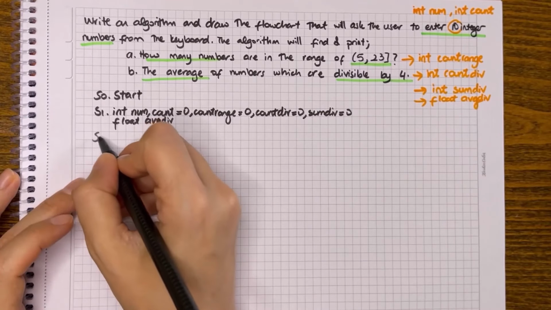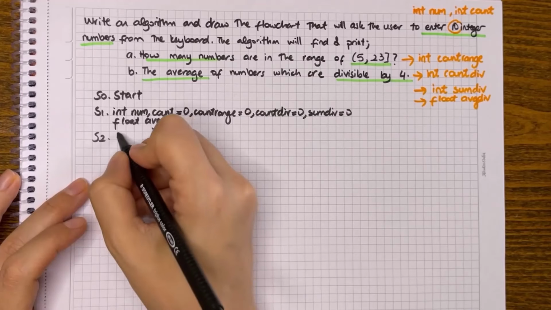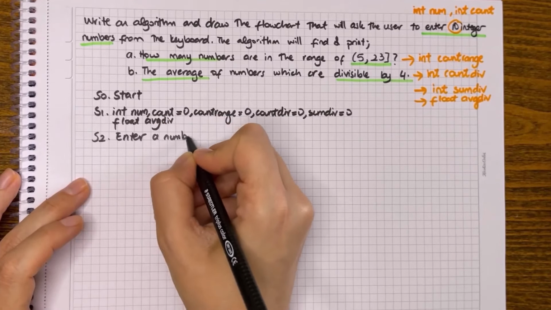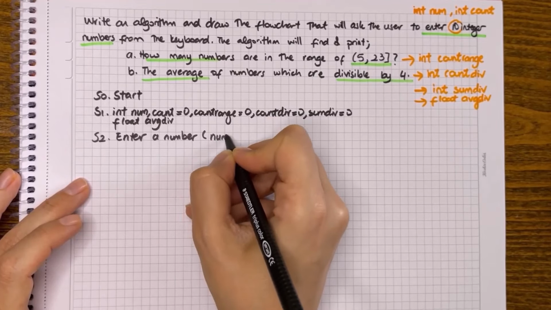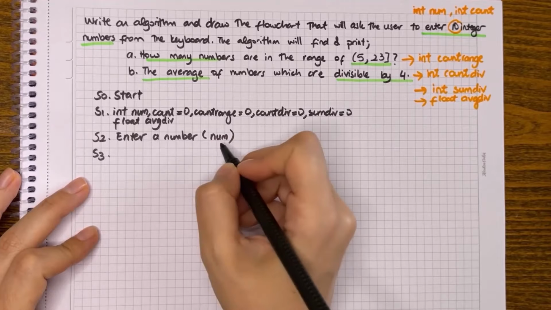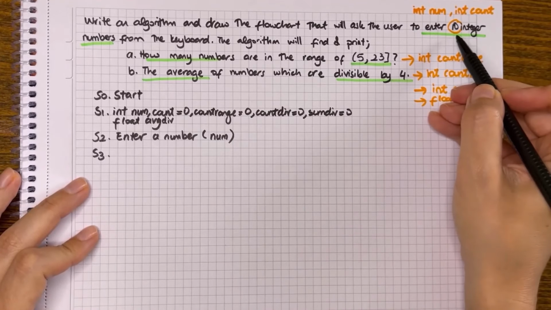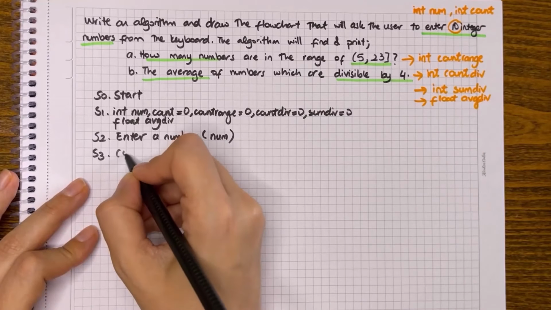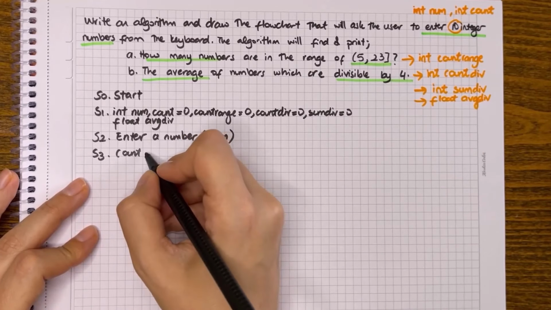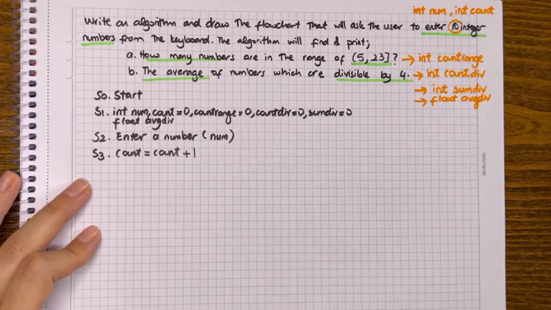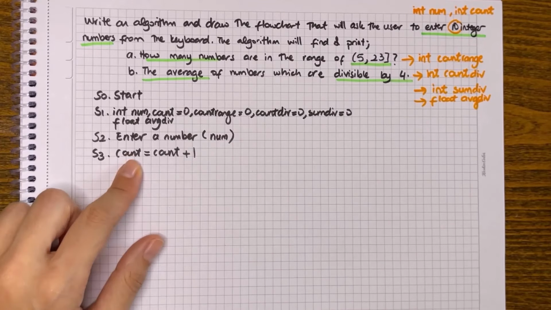Step number 2, we ask the user to enter a number. What is the variable name for the number? Num. And then after we enter the number, we need to check whether we entered 10 integer numbers or not. So I need to count each time whenever we enter a number. Count equals count plus 1. This one simply counts how many numbers will be entered.